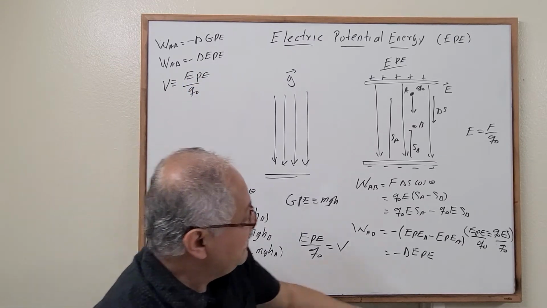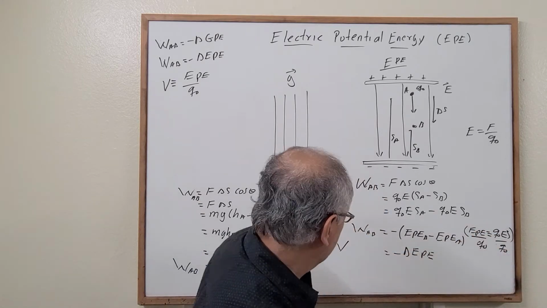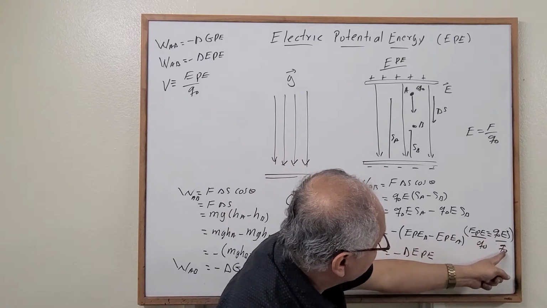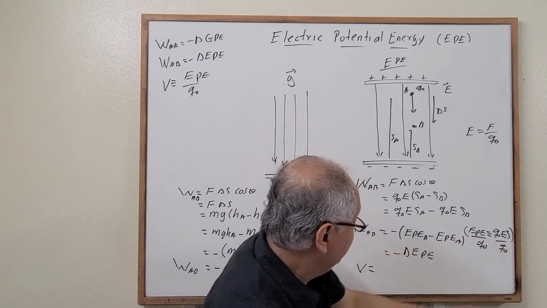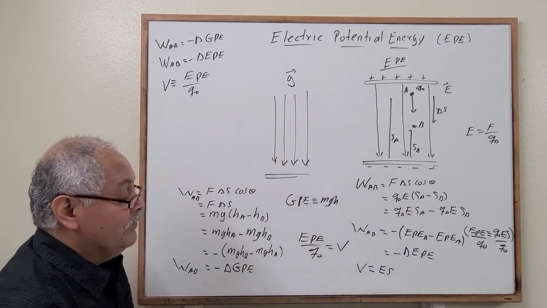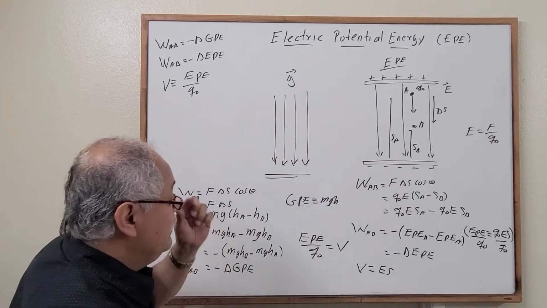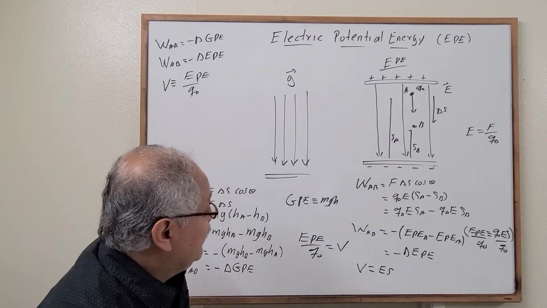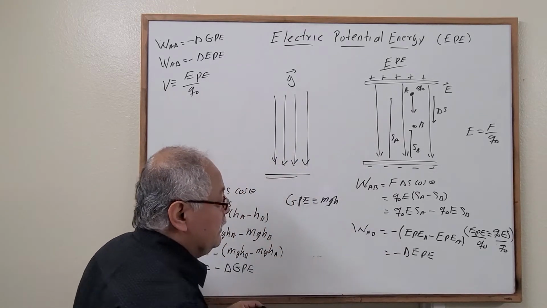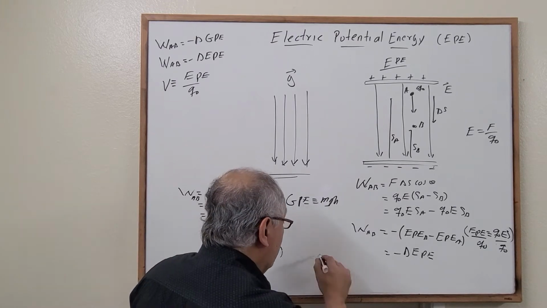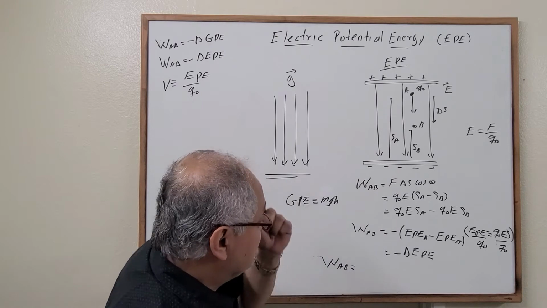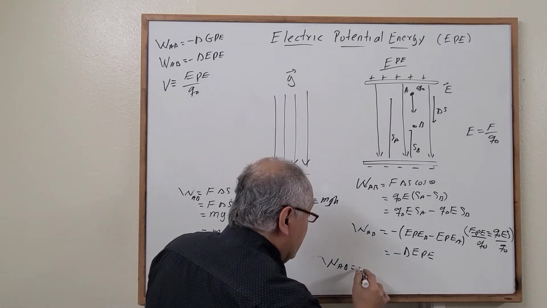Perfect. But from here, if we go back to this quantity, the electric potential is equal to Q naught over Q naught is 1, which is going to be the electric field times S. Now, we can replace these values right here if you want to. Let me erase this part. So the work done by the electric field from A to B is equal to what? It's equal to a negative.